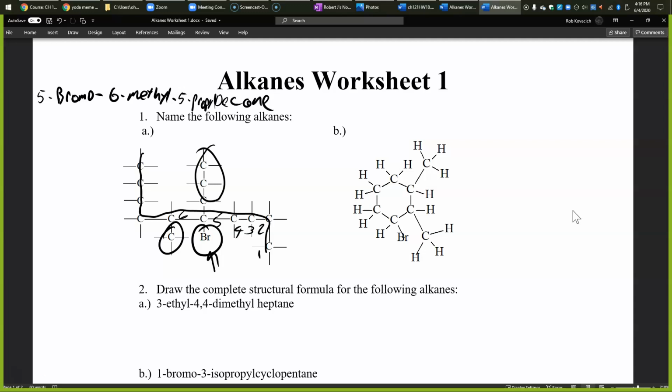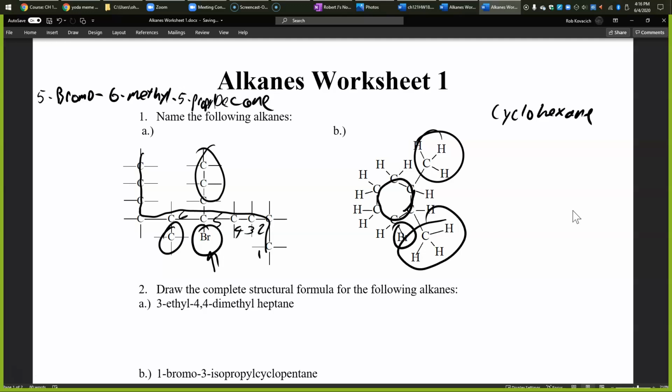The next one, if it's a cyclic structure, that'll be your base structure. So this is 6 carbons in a ring structure. So I'm going to call that cyclohexane. What's attached to it? Well, there's a methyl group here and a methyl group here and a bromine group here. Since it's a circle, I can pick any one of those I want to be number 1. So I'm going to pick the one with the bromine on it because that's alphabetically superior. So 1-bromo-2,3-dimethylcyclohexane would be the name of this molecule.